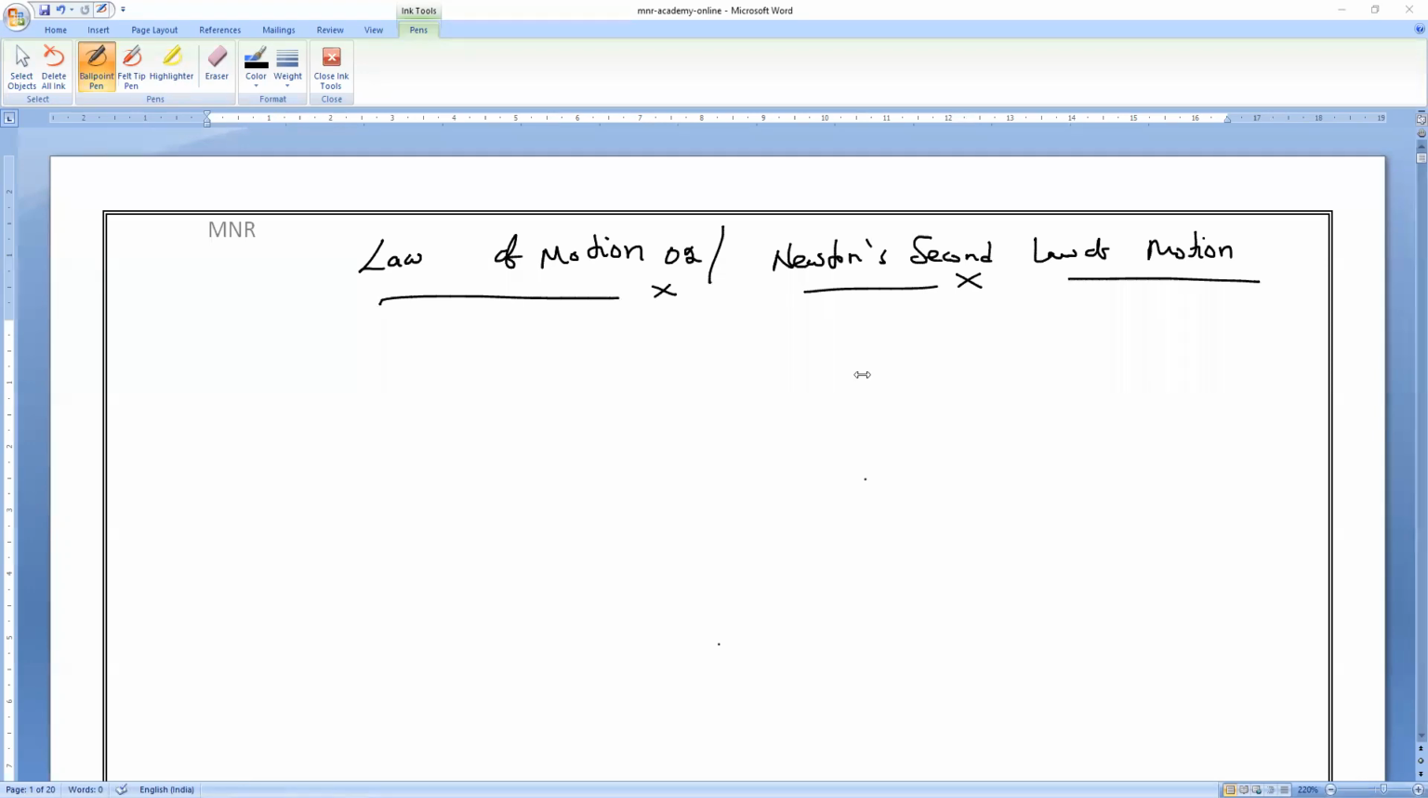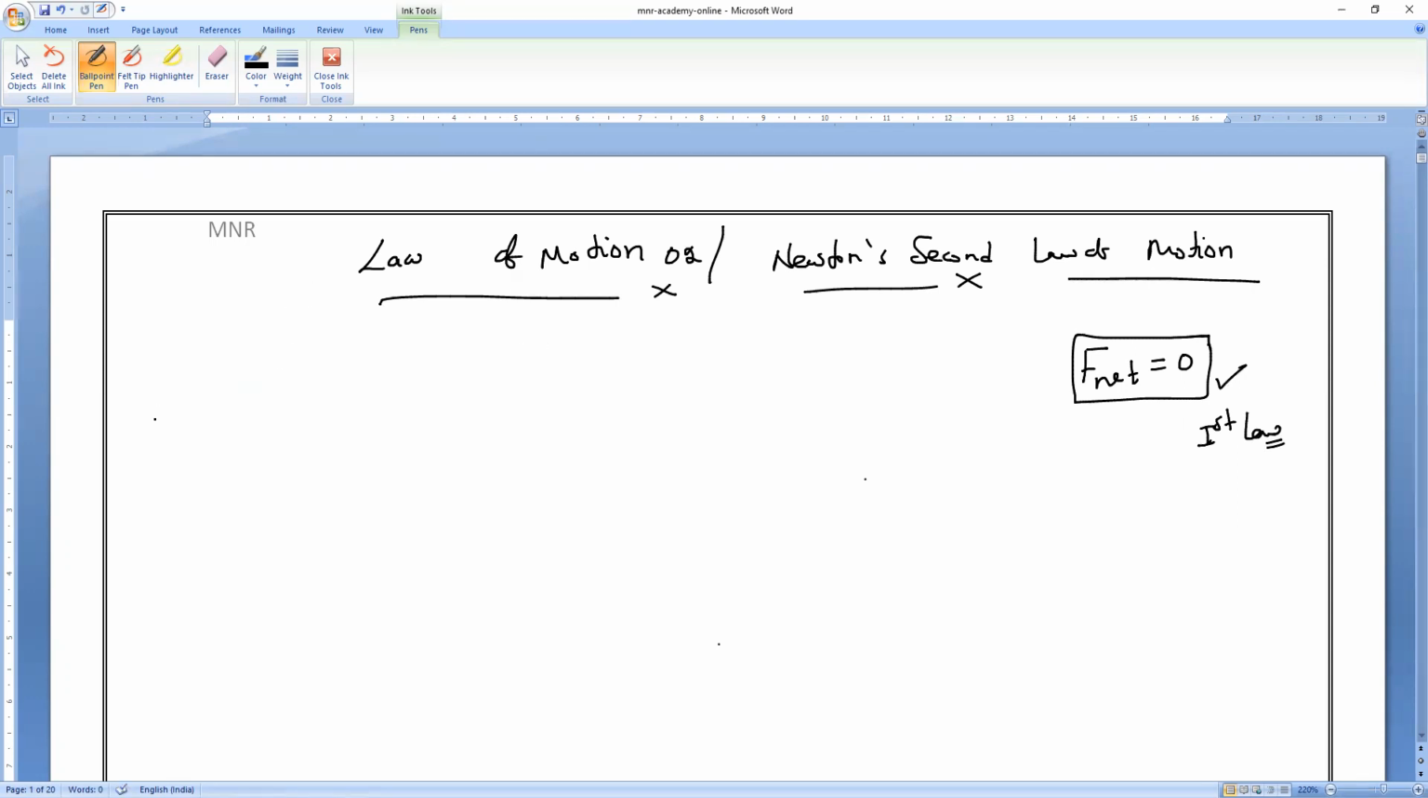So observe very carefully. We all know Newton's first law. So what is Newton's first law? The net force is equal to how much? Net force is zero. So this is what we used to call Newton's first law of motion.